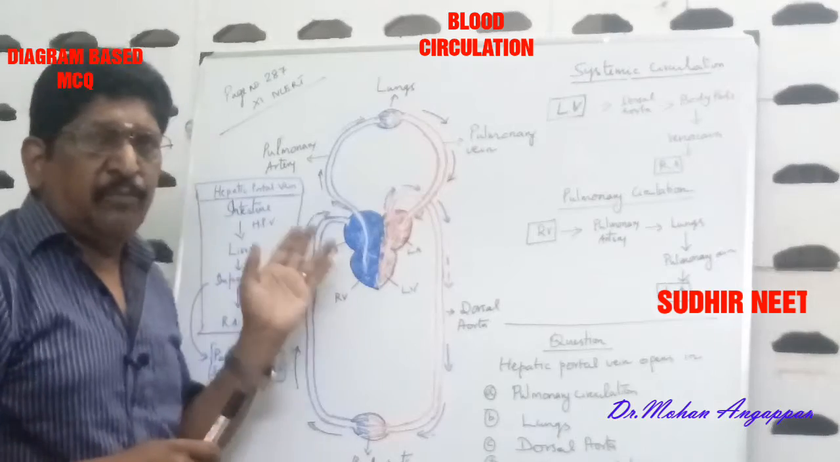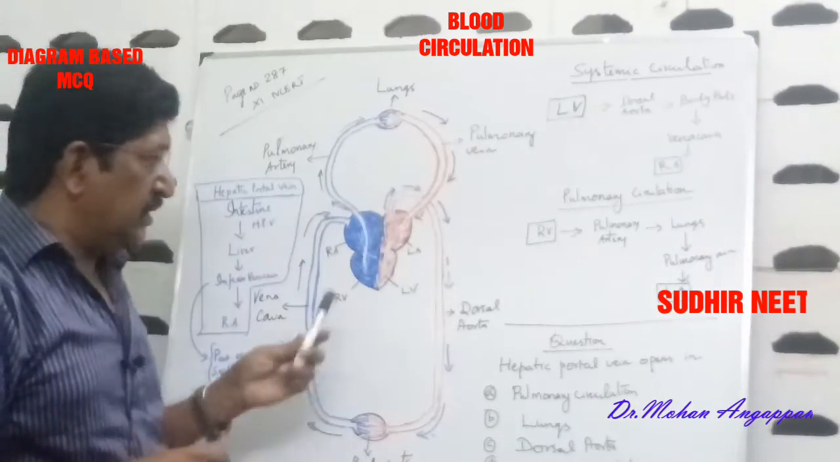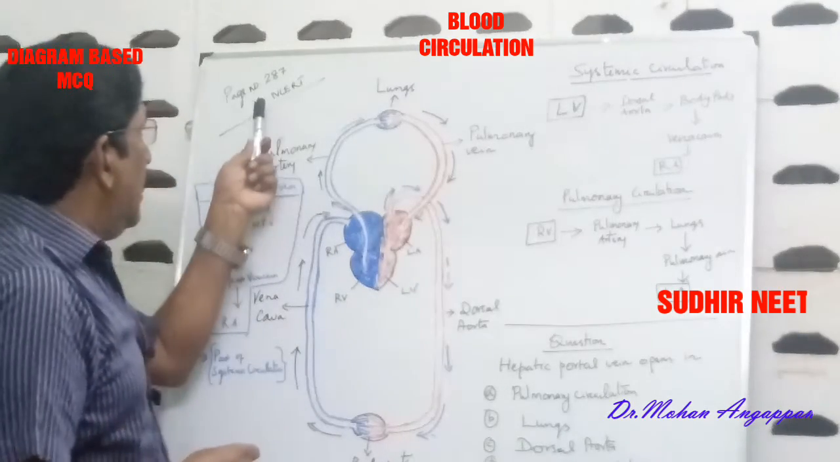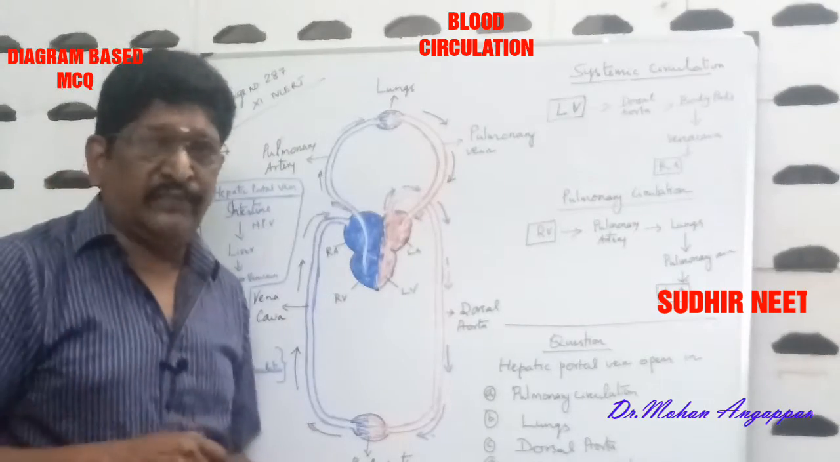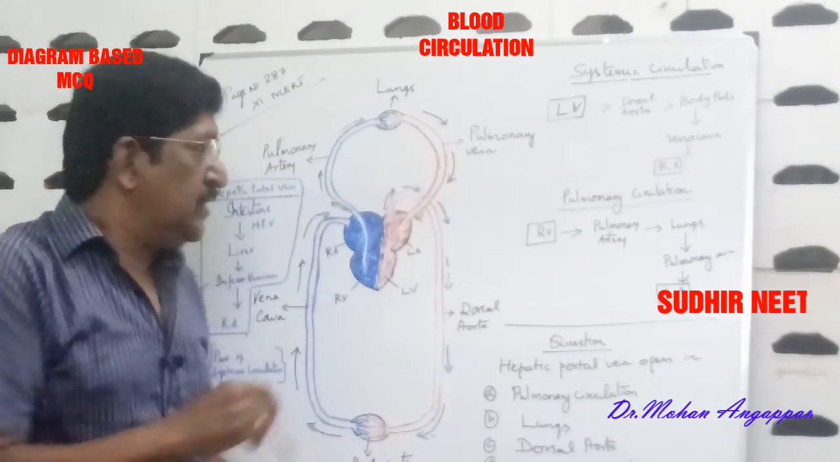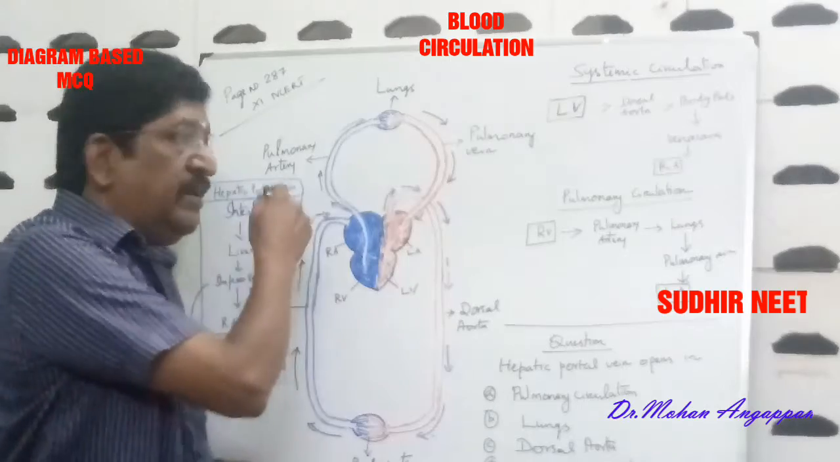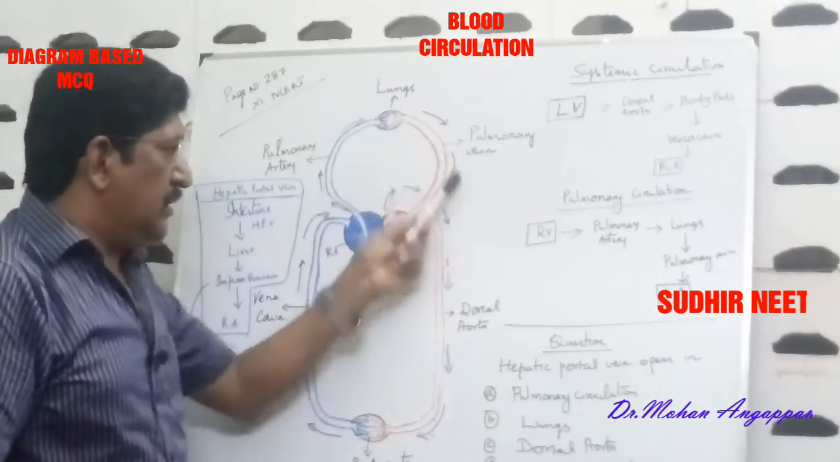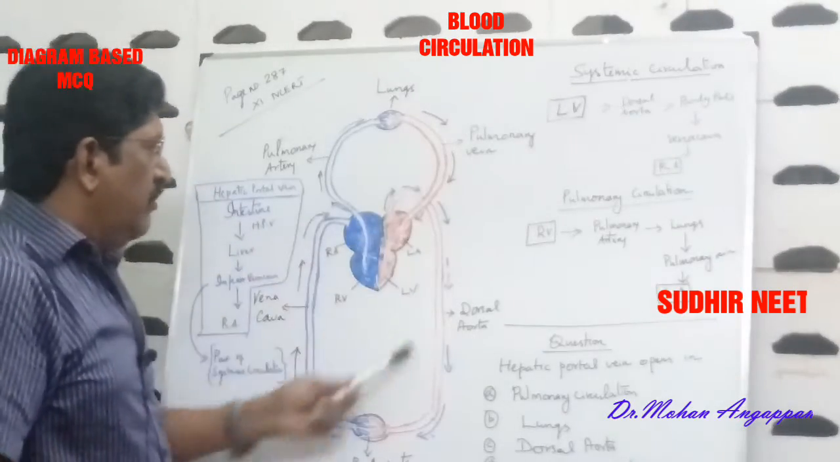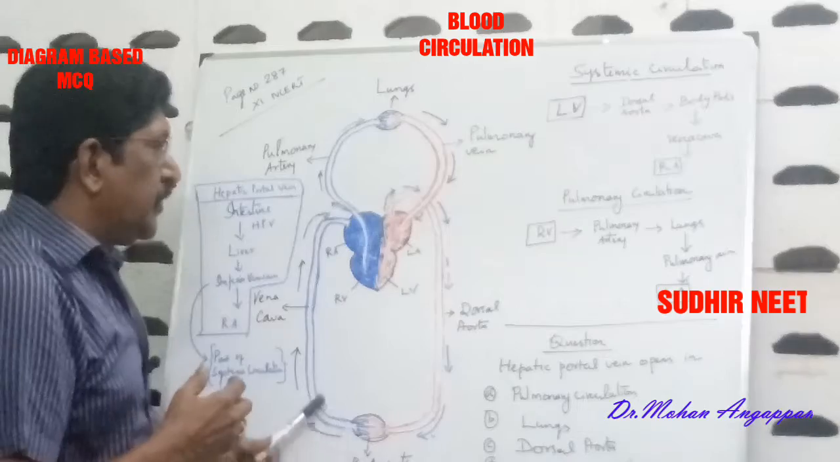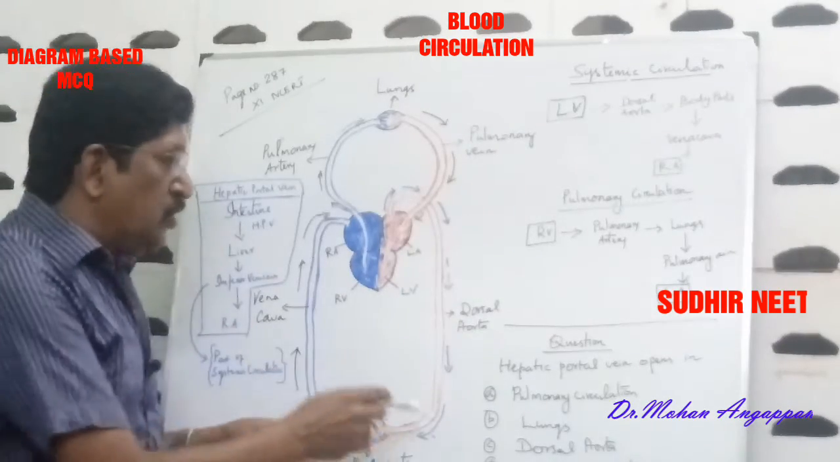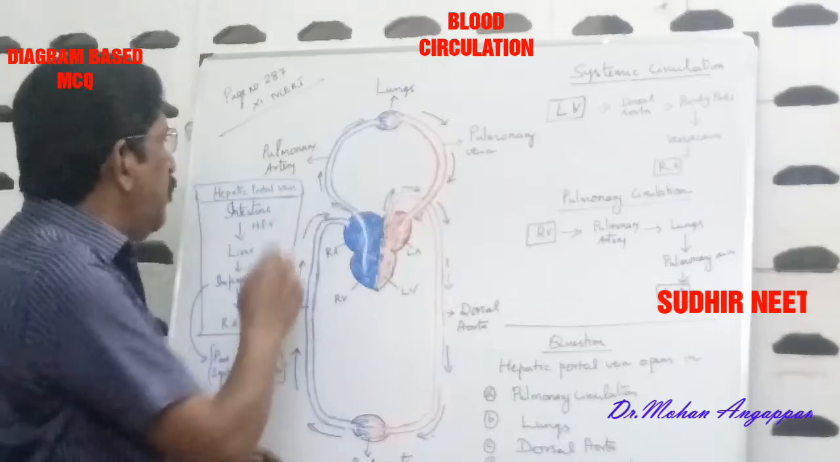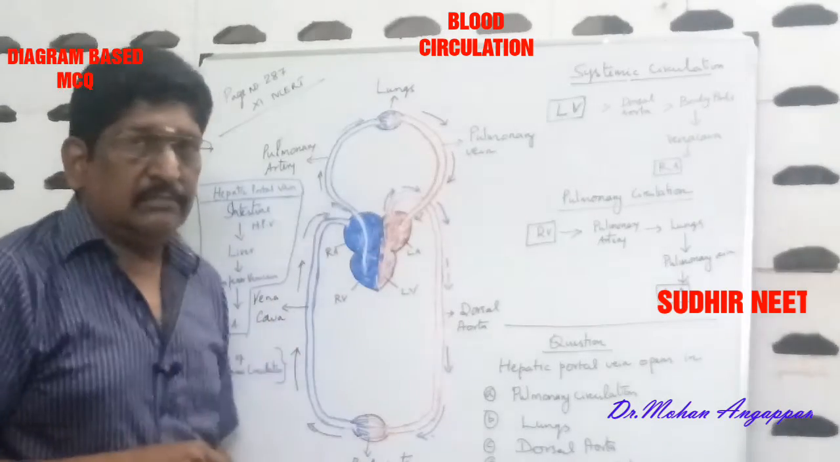These are hepatic portal vein. These are the things you find in the NCERT 11 book, page number 287. First 3 lines you can refer. What is hepatic portal vein? Where does it open? Since we are concerned with this circulation, systemic and pulmonary circulation, the question is, where does the hepatic portal vein open? That is the question.